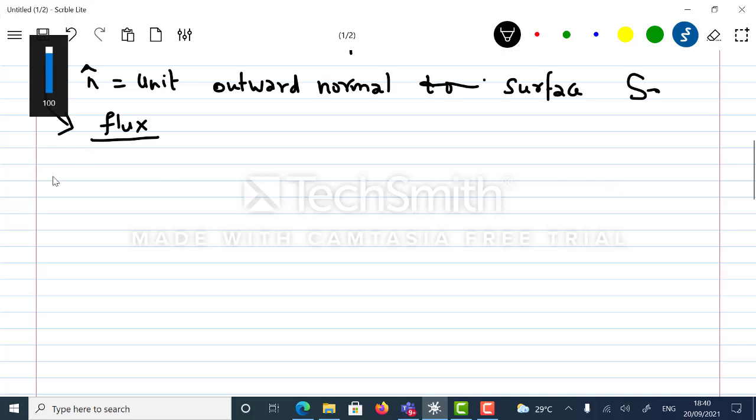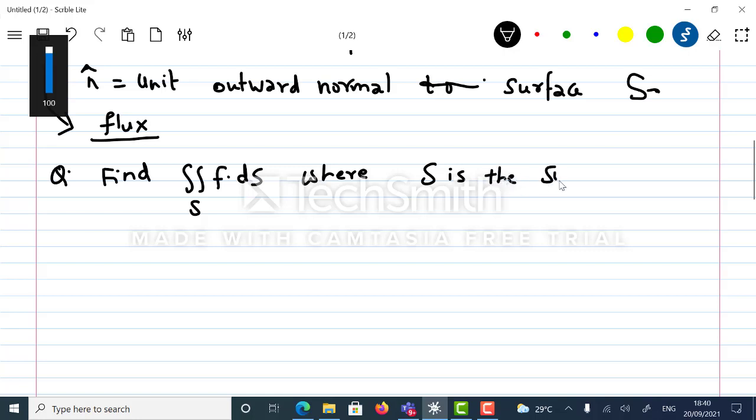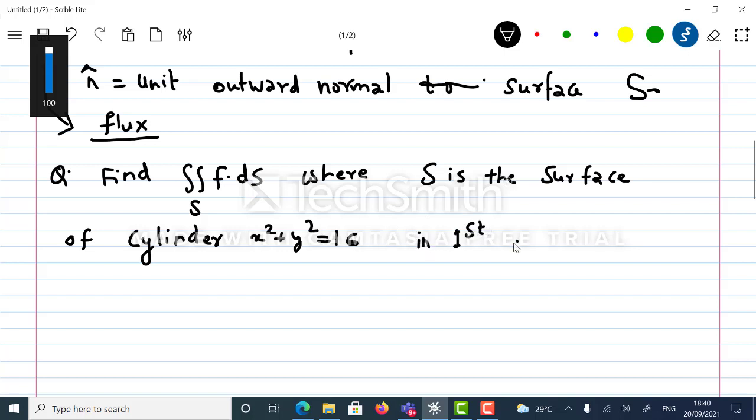Question: Find the surface integral of f dot dS, where S is the surface of the cylinder x square plus y square is equal to 16 in the first octant, cut by z is equal to 0 and z is equal to 5.